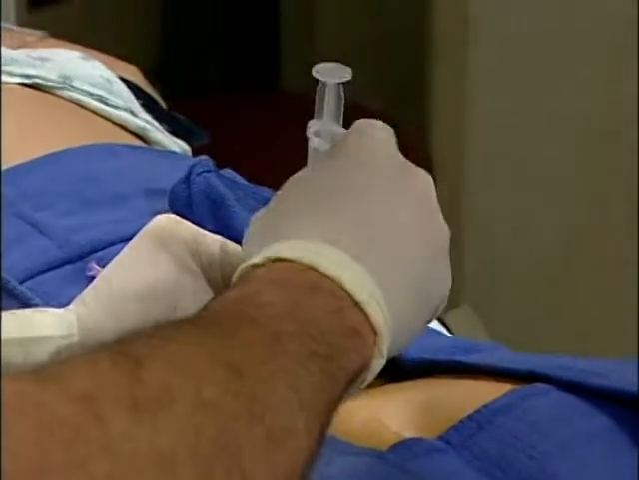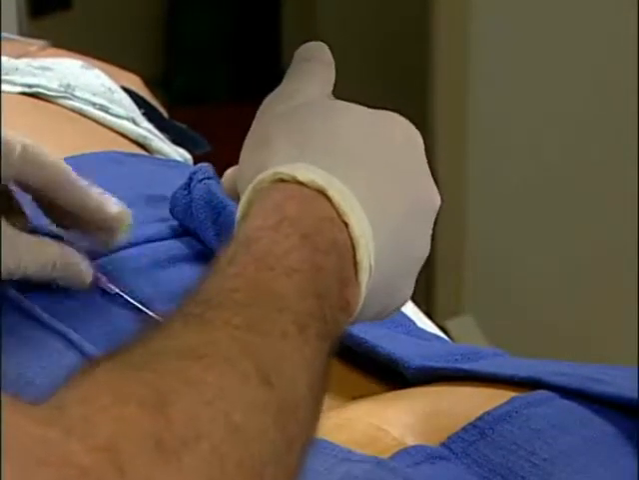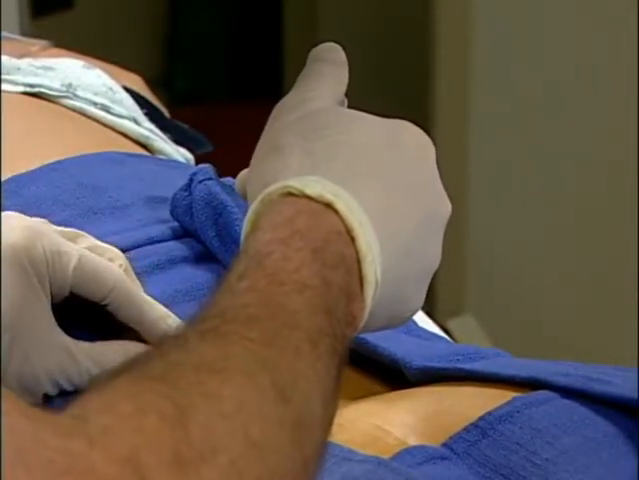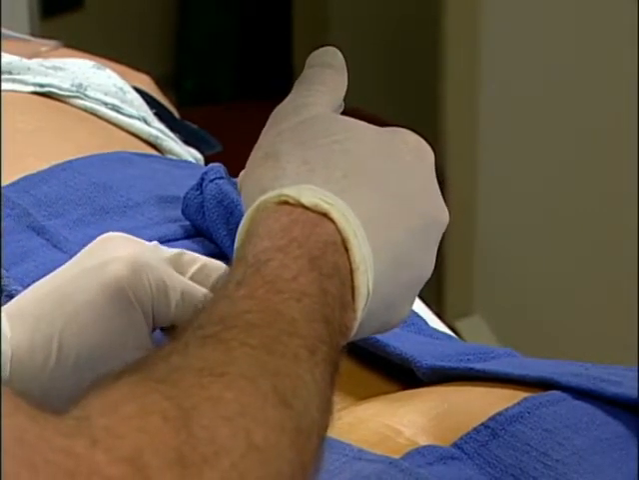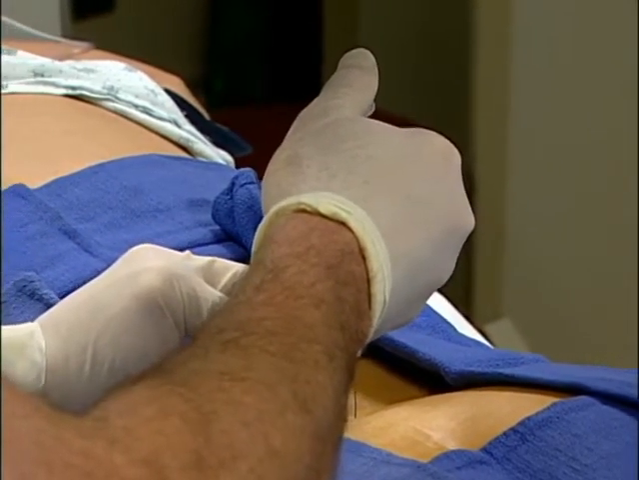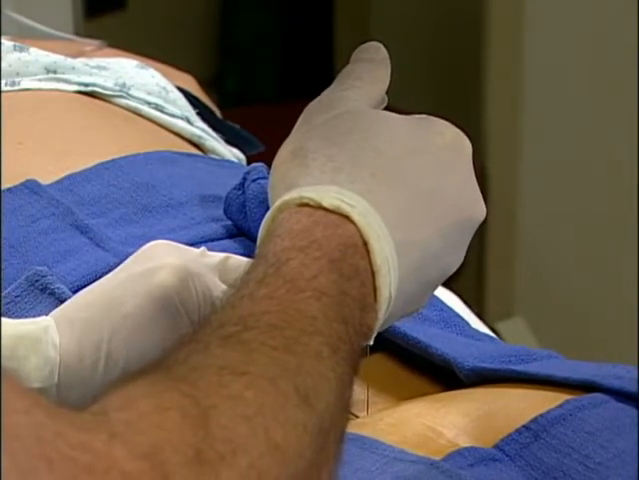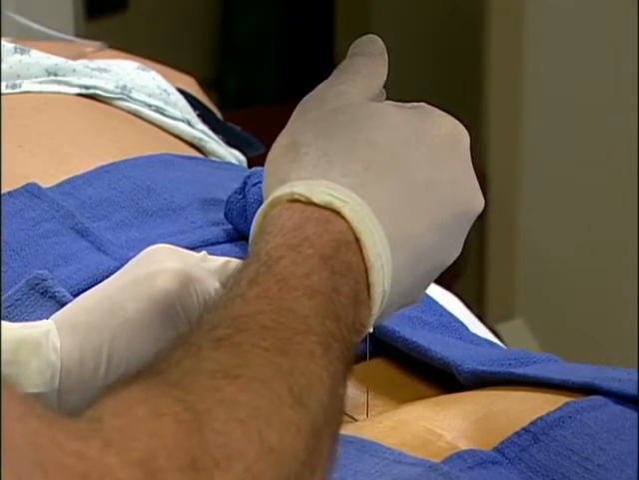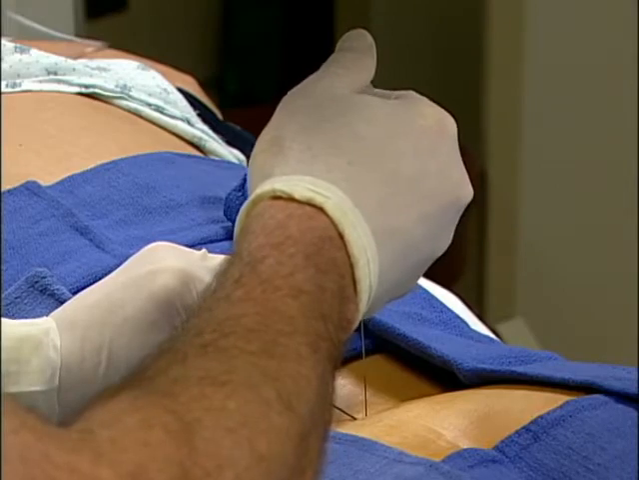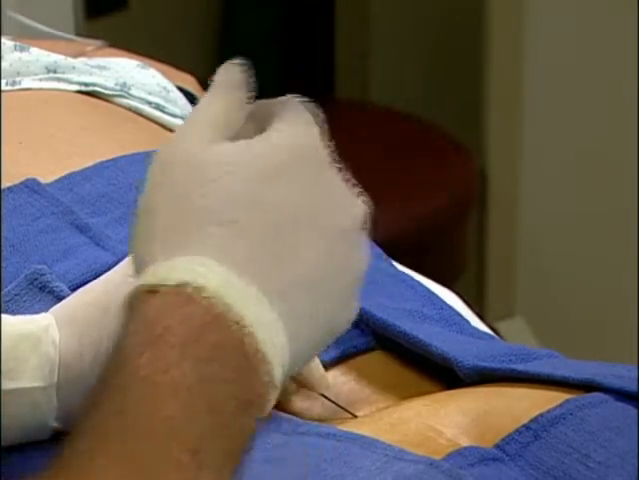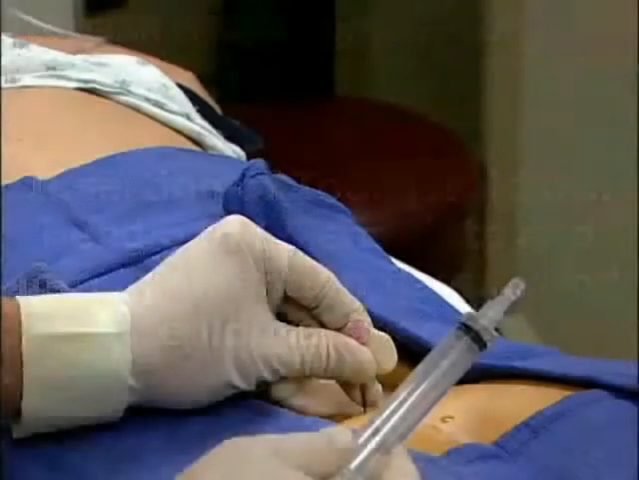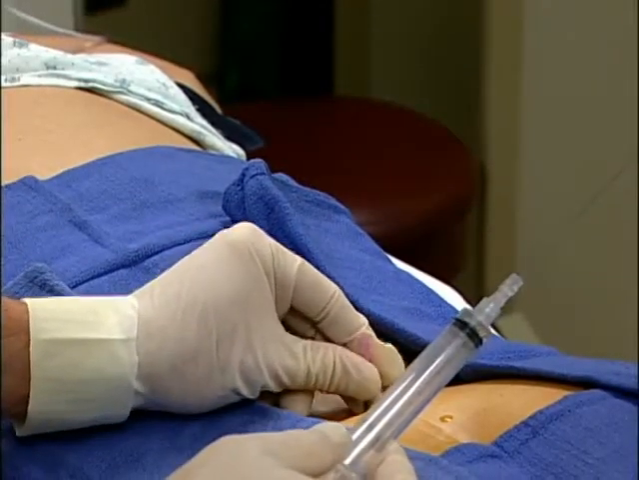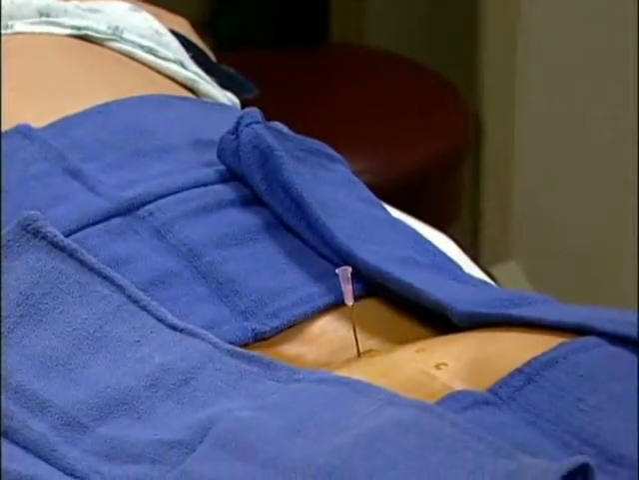Once on the lamina, depending on the size of the patient, anesthetize the lamina and soft tissues with 2 to 3 milliliters of 1% preservative-free lidocaine as the spinal needle is withdrawn. Nick the skin with an 18-gauge hypodermic needle.